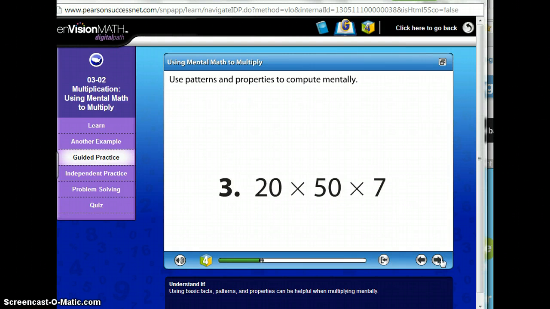Ooh, now we have a little bit of trouble because now we're looking at 3 numbers. So the best way to do this is pick the 2 numbers that are going to be very easy to use as a multiple in your head. So what 2 numbers do you think would be the best to put together? Darius? 20 and 50. So my suggestion is tie them together. 20 times 50 is what, Darius?